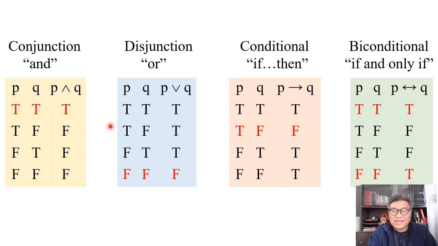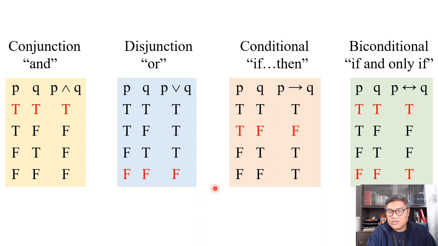So I just highlighted here, class, when to say that the statement of your conjunction is true, both statements should be true, then the rest are false. For the disjunction, again, all the combinations are true as long as one of the given simple statements is true. However, if both are false, then that makes your disjunction false.